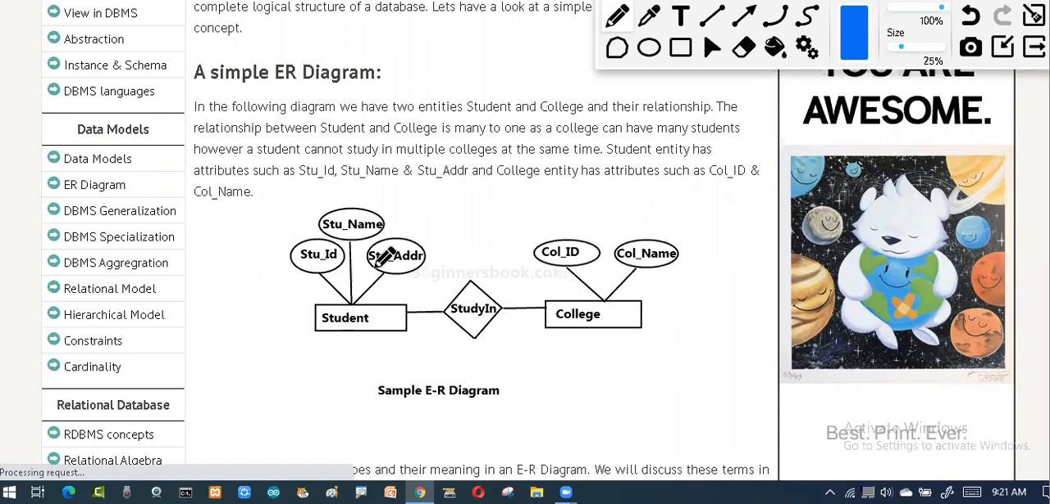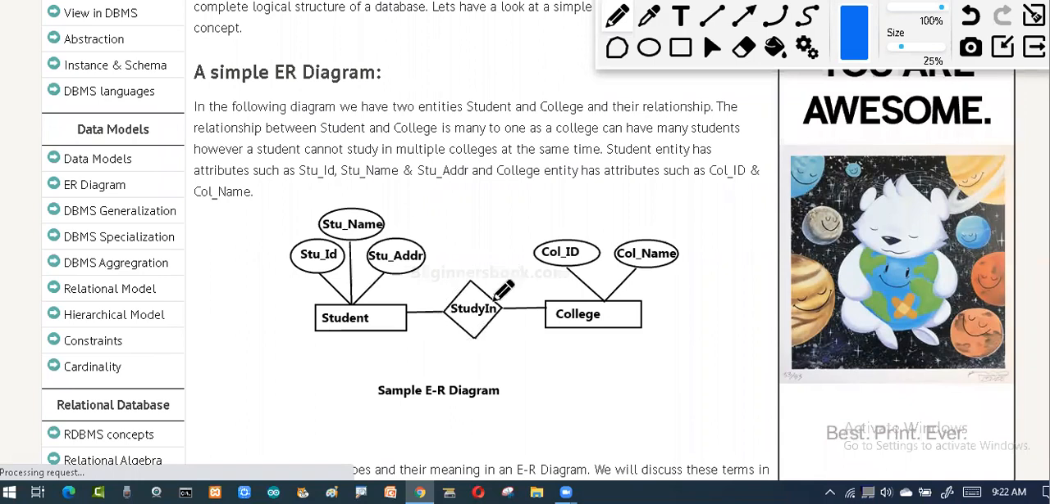The attribute is represented in an ER diagram as an oval shape, an ellipse or oval. The lines are used for joining the attributes. Here if you see "studies in", that means the student studies in the college, or the student joins the college, or the student takes admission in the college. So it is relating two different entities, student and college, with a rhombus symbol. This symbol we call a relationship.